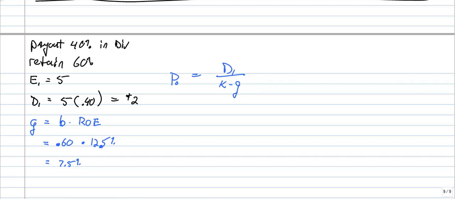Now, you're probably anticipating, as I would have been, that this stock price is going to be higher. Why wouldn't it be? What we're doing is reinvesting. We're retaining money so that we can grow. We know it says we're going to grow 7.5%. So let's take that. $2 is what we expect the dividend to be next period. Our required rate of return is 12.5%. Our growth rate is 7.5%. And we get a value of $40.